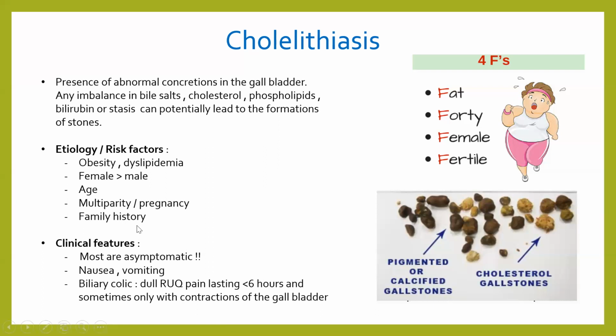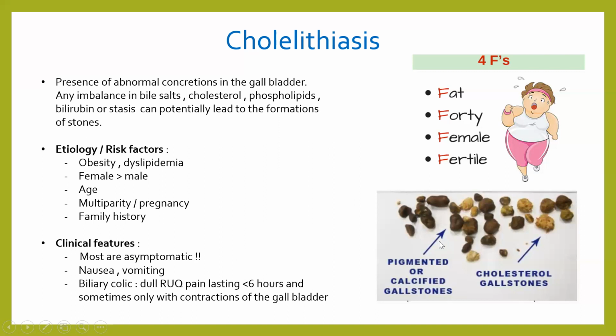And we also have family history. Now, the clinical features that are observed: patients with cholelithiasis are usually quite asymptomatic, but they can have biliary colic. Biliary colic is a pain that is specific to cholelithiasis. It's a dull right upper quadrant pain lasting less than 6 hours, and sometimes only with contractions of the gallbladder. They may also have nausea or vomiting.